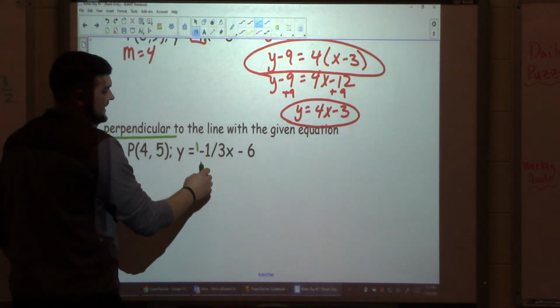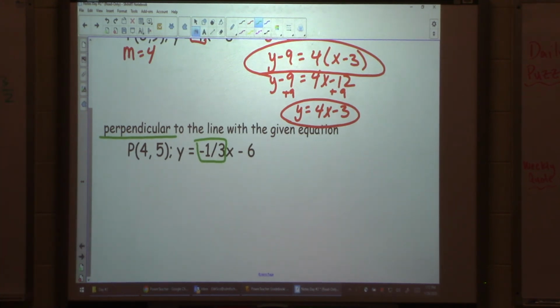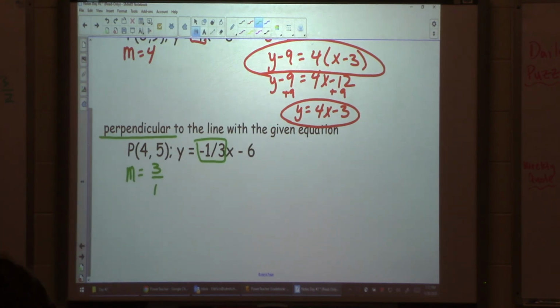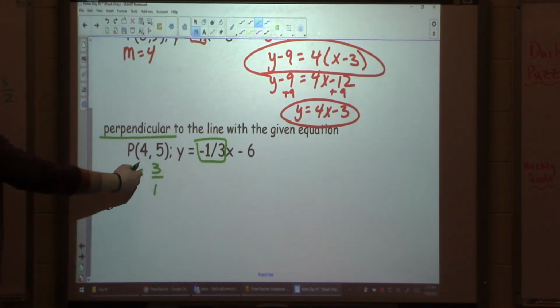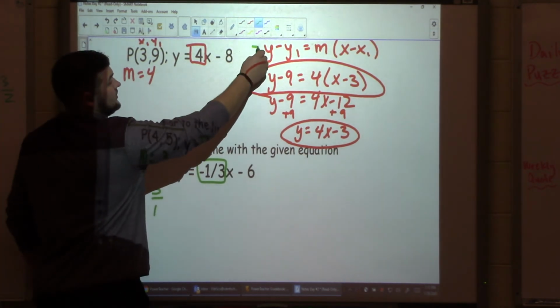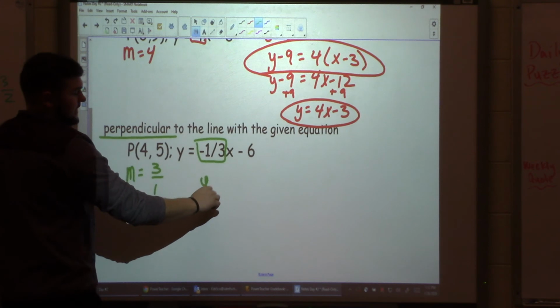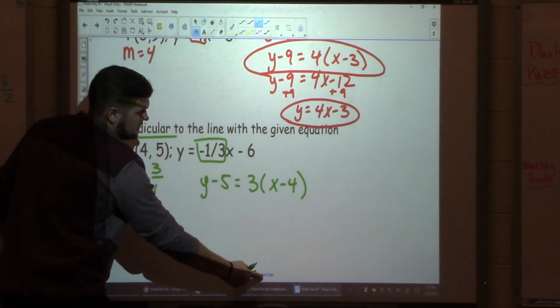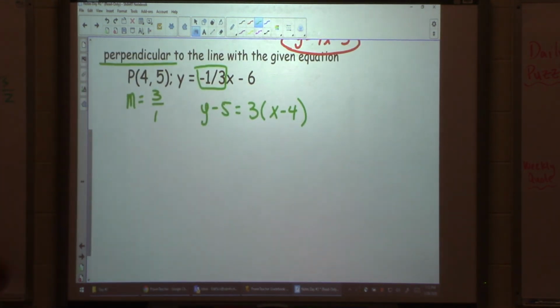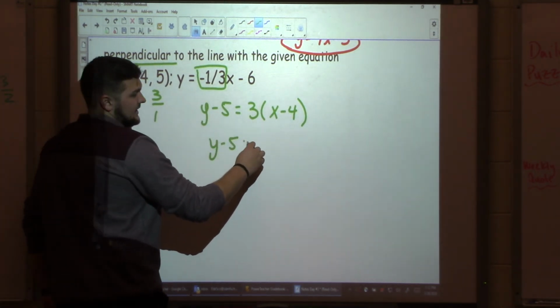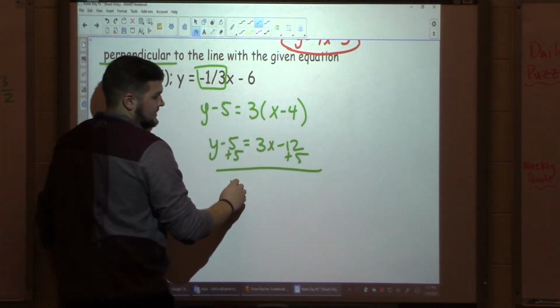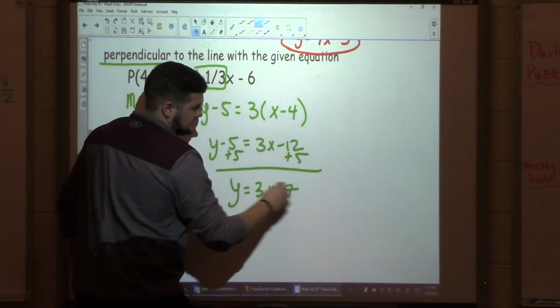So perpendicular tells me I need the opposite reciprocal of the first slope, which would be 3/1. Right? Same thing. I have a point, I have the slope, plug it into point slope form. Y minus 5 equals 3 times x minus 4. Doesn't say what form it needs to be in, so that would be a perfectly acceptable answer. Over, I'm just going to solve it out quick. Y minus 5 equals 3x minus 12 plus 5. Y equals 3x minus 7.